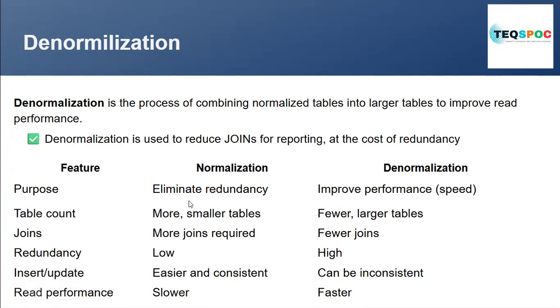So what is denormalization? We normalized to reduce redundancy, and now we denormalize, so we will get the redundant data. It is the process of combining the normalized tables into a larger table to improve performance. Denormalization is used to reduce joins for reporting, at the cost of redundancy. It is the vice versa of normalization. You can see the differences between normalization and denormalization in this table.